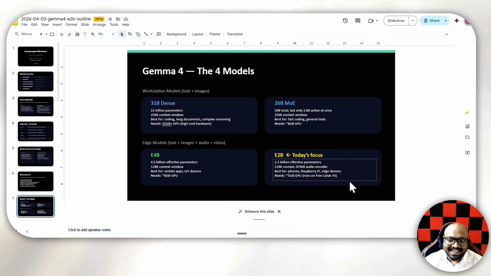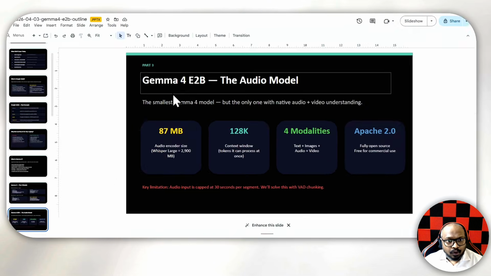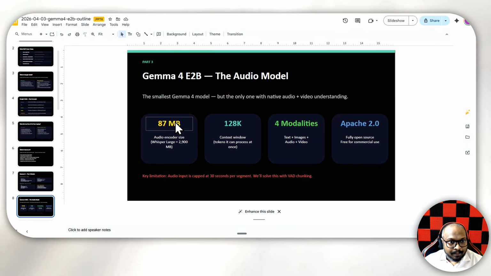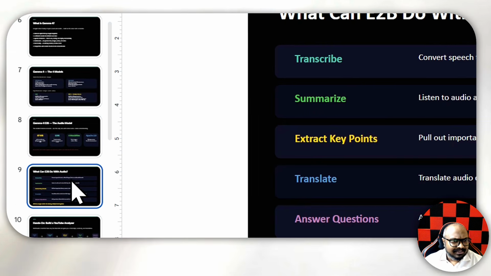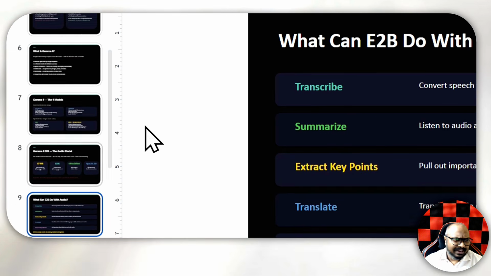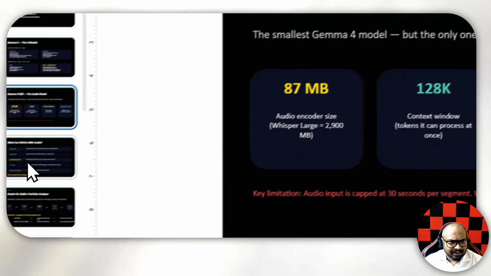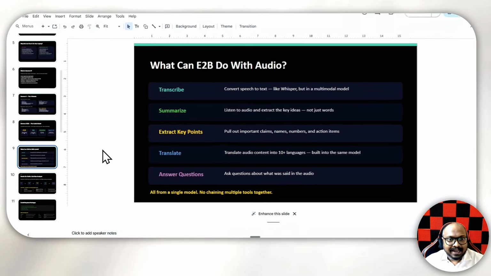This model is not fully developed, but it is the base for Google's upcoming Google Nano 4. If I go down, the audio model, as you can see, has an 87 MB audio encoder. I'll share this PPT with you, because I am sure you're not interested in all these technical specifications. You want to see the practical part.